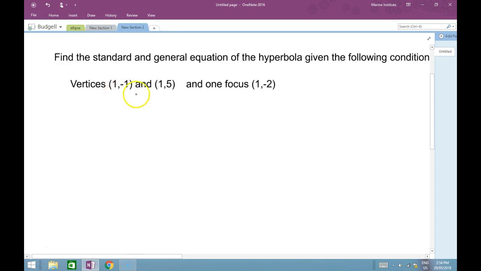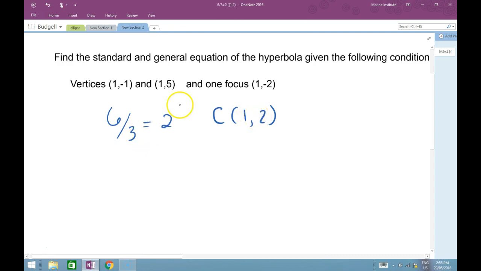We have (1, -1) and (1, 5). We notice that the x-coordinate 1 stays the same, so that'll be the same coordinate as the center of this hyperbola. Now if we look closely, we have -1 and 5. If you look at the distance, there are 6 units between -1 and 5. If I divide that by 2, I get the value of 2. This is where the center on the y-coordinate will lie. So the center we have found is (1, 2).